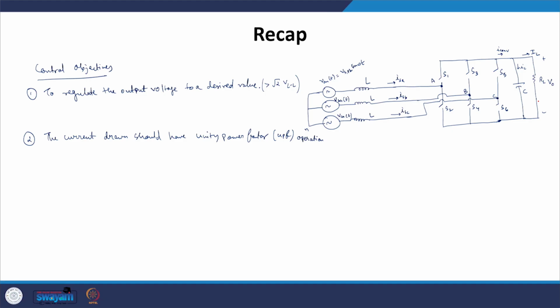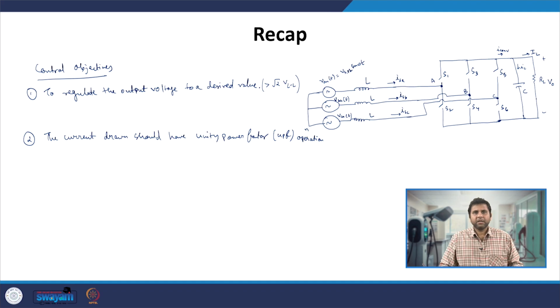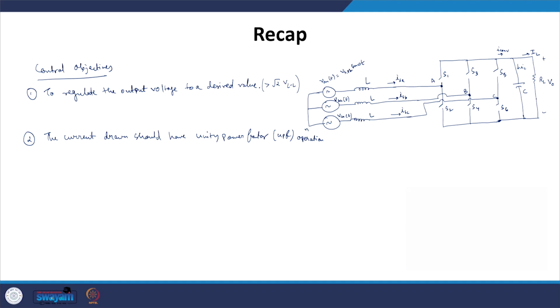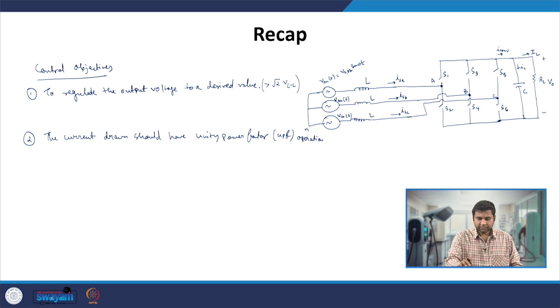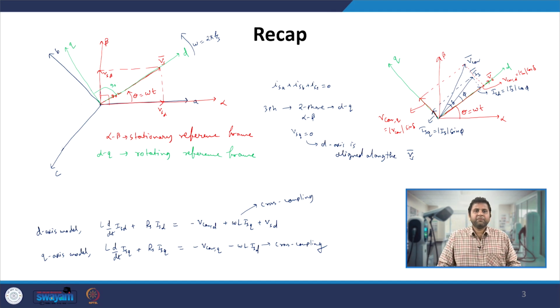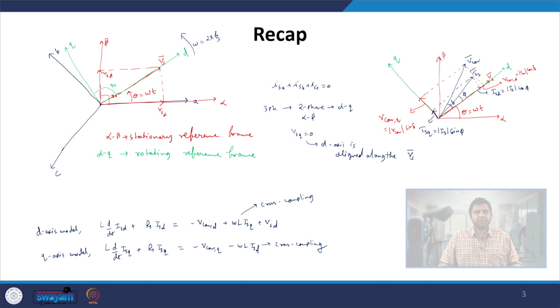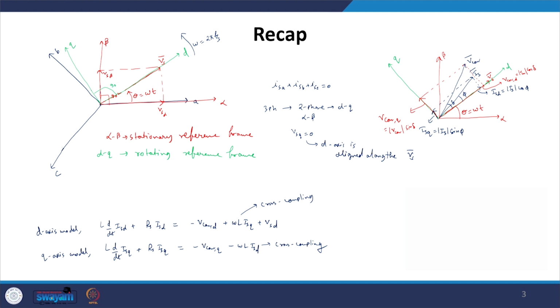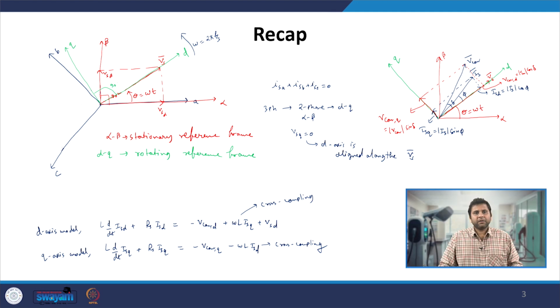We started with our control objective, which was to regulate the output voltage at a desired value, while maintaining unity power factor operation when drawing current from the grid. For balanced three-phase operation, we understood that the currents drawn from the grid and the three-phase voltages are not independent of each other. Once we change one of the phase currents, the other phase currents also get impacted. So we defined two reference frames.